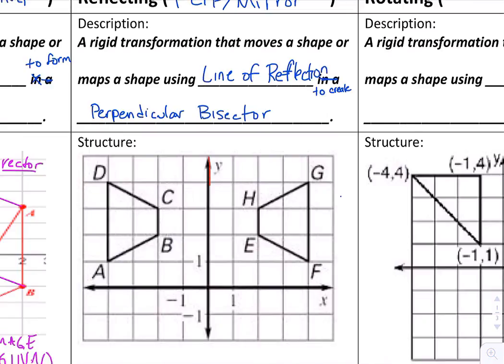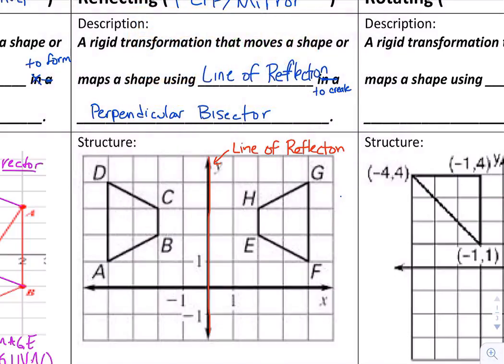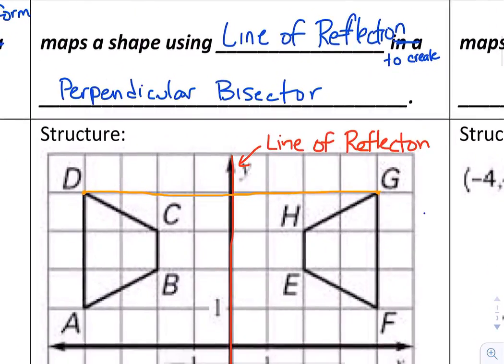In this particular case, the line I'm looking for is going to be the y-axis. This is going to be my line of reflection or my line of symmetry. You can call it either one. The reason I know it's my line of reflection or my line of symmetry is because if I take one point and I trace it all the way over to the point to which it's been reflected, two things are true. One, they're the same exact length.